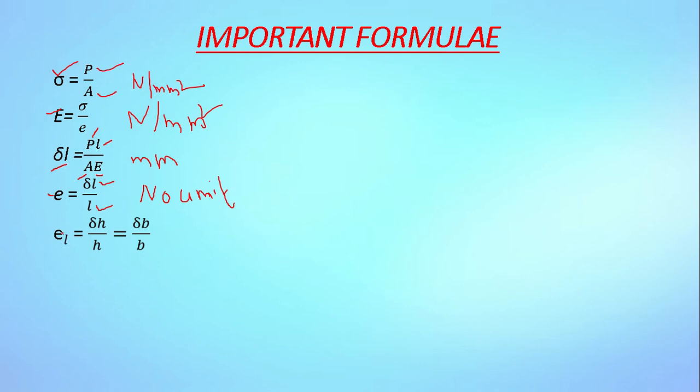Next, EL. EL means lateral strain. So del H divided by H is equal to del B divided by B. It also doesn't have any unit. Next, Poisson's ratio, 1 divided by m or mu, is equal to EL divided by E, where EL is lateral strain and E is linear strain. And this also has no unit.